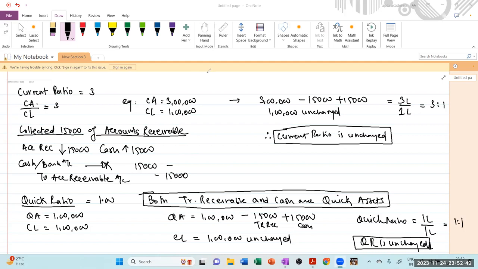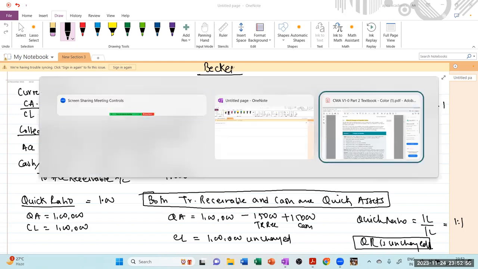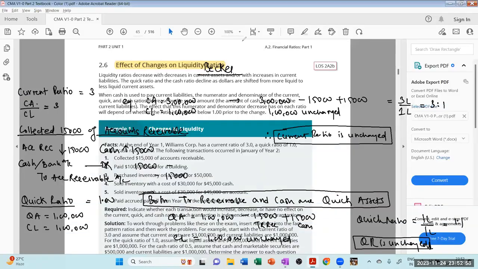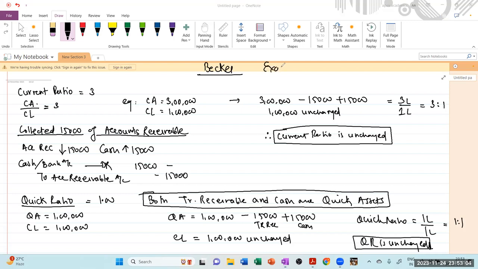How will you understand this now? Wait. Becker, example number 1, PDF page number 65 of 560. Now you'll understand it when you read Becker. Okay, guys? You'll understand, right? Yes, sir.